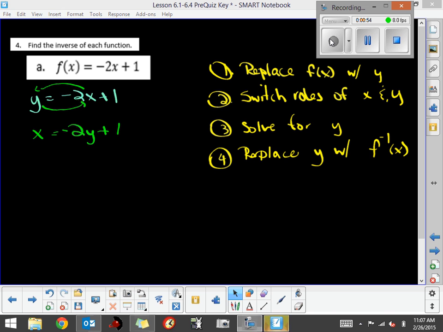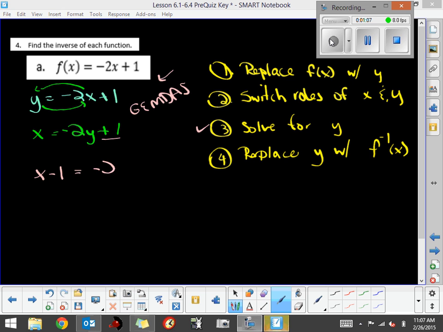Now this is where your algebra has to kick in. Now we're going to solve for y. So to solve for y, we do our GEMDAS backwards. When we solve the equations, we go backwards through this. So we want to undo the subtraction first. So it's x minus 1 equals a negative 2y. And then we want to divide by a negative 2.